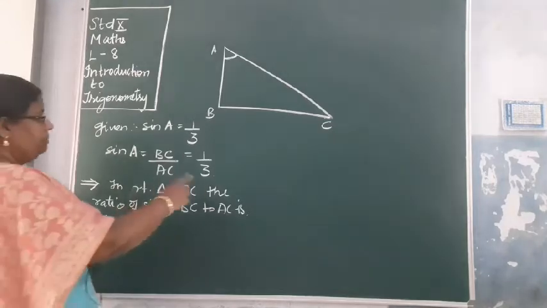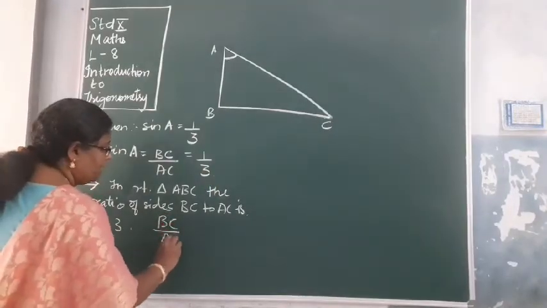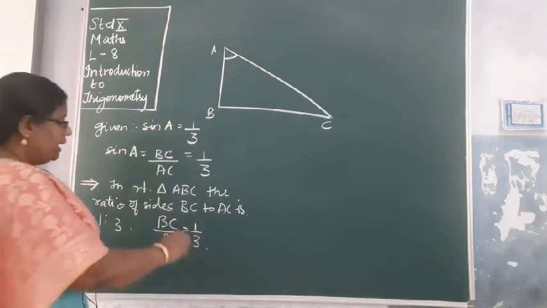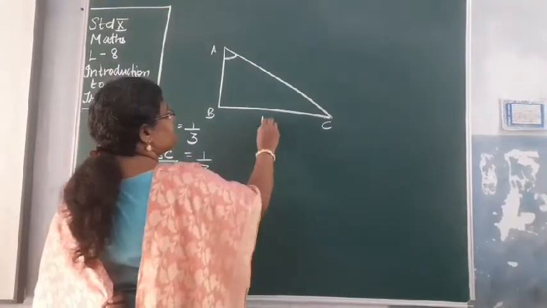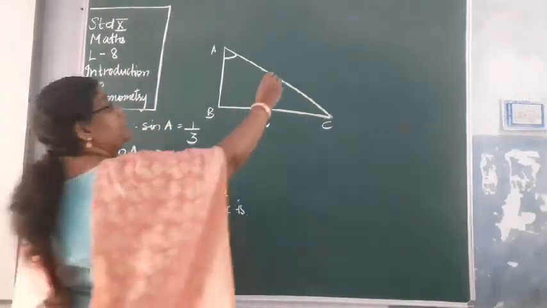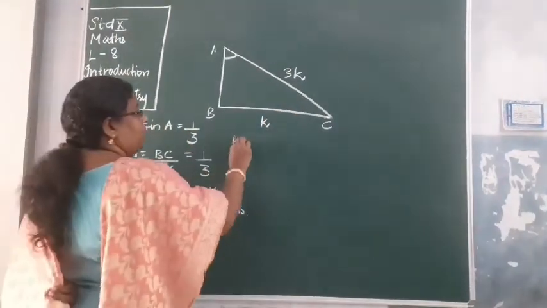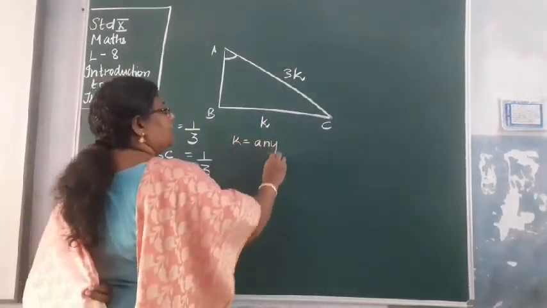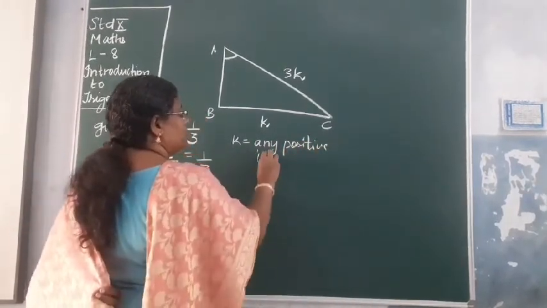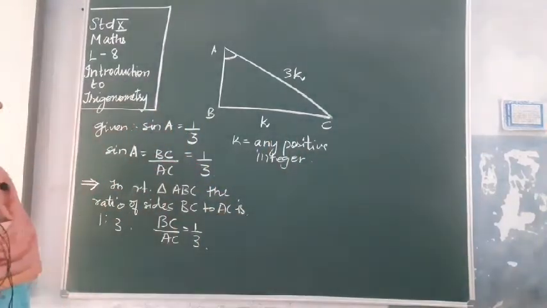Okay, so let me take, they are in this ratio, that is BC by AC is equal to 1 by 3. ऐसा है. So let me take BC as some letter K. Then what will be AC? AC will be 3 times K, where K is any positive integer. ऐसा है. ठीक है.